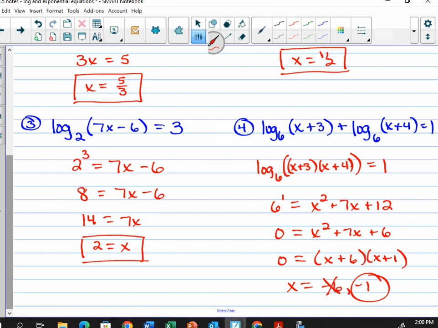Negative 6, if you plug it back into the original, do you see how it would make it log of a negative number? Can't do that. But negative 1 doesn't, so it's okay.